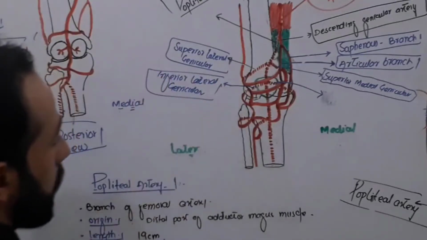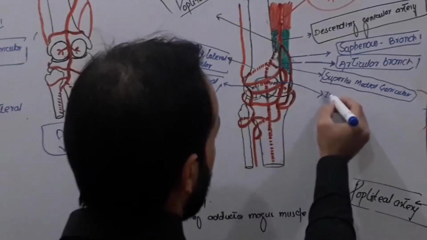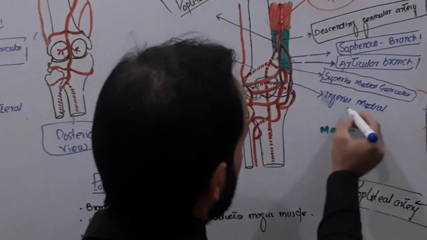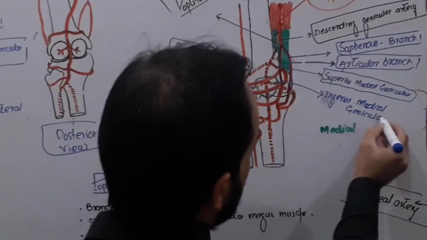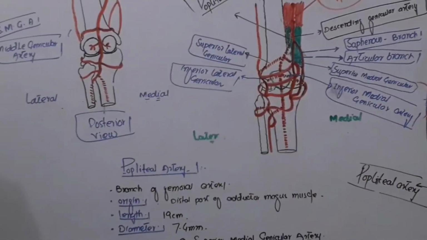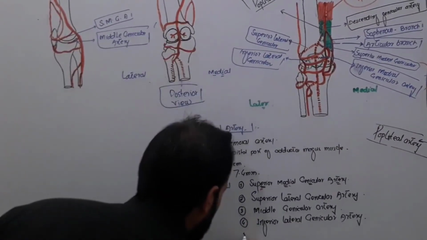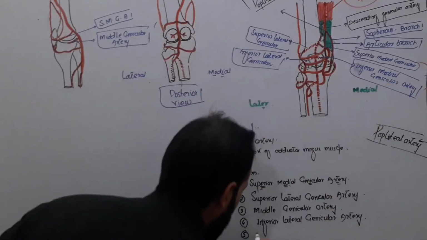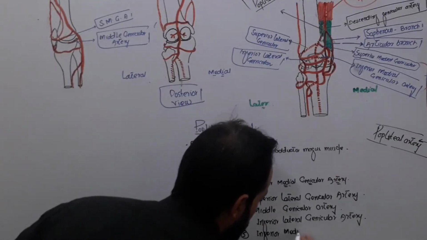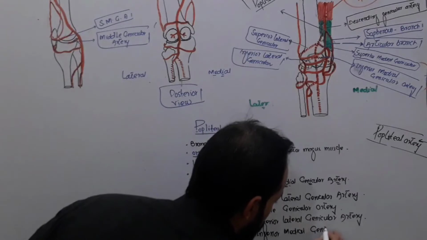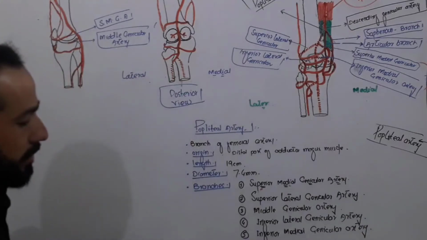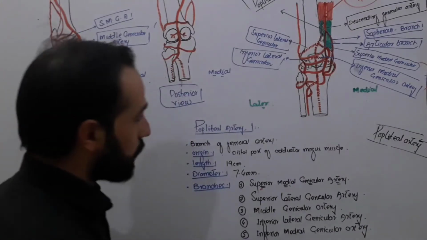And this will be our inferior medial genicular artery. Clear? So then there is the fifth branch which we have written here, the inferior medial genicular artery. I hope you are understanding. So up to now we have discussed 5 branches of this artery.